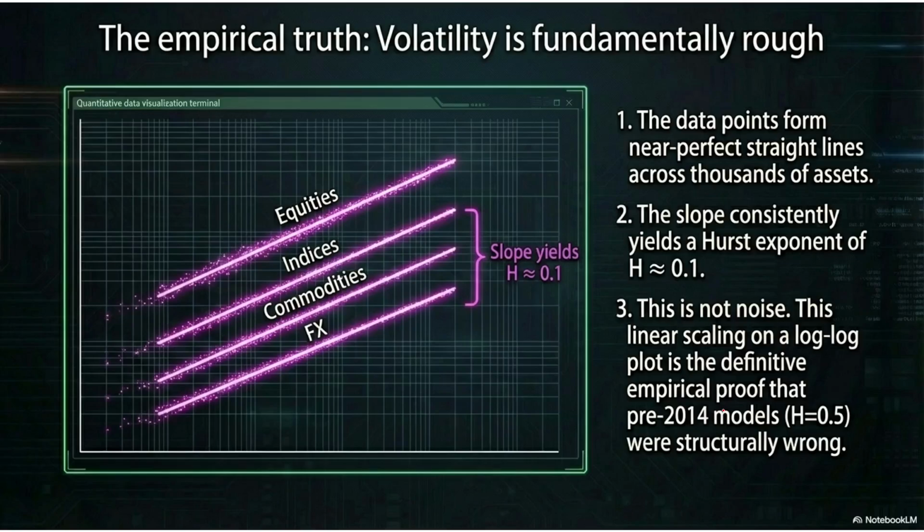So when researchers run this log-log regression across real market data, the empirical truth is undeniable. They found that the volatility is fundamentally rough. The data points form a near perfect straight line across thousands of assets, including equities, indices, commodities, forex, foreign currencies. Regardless of the asset class, the slope consistently yields a Hurst exponent of almost 0.1. This is not noise. This linear scaling on a log-log plot is the definitive empirical proof that the pre-models, where they assumed that H equals 0.5, were structurally wrong.